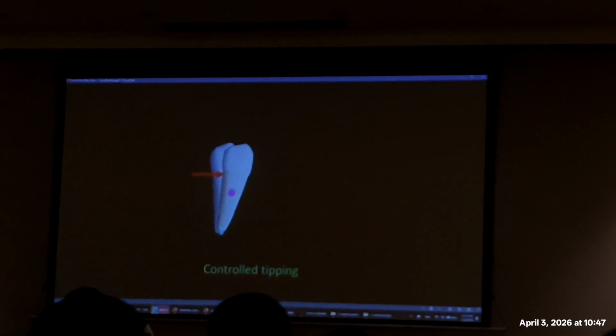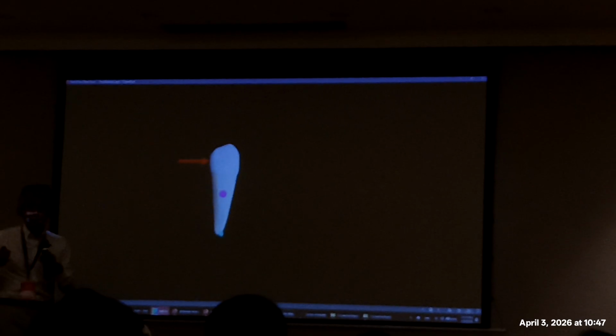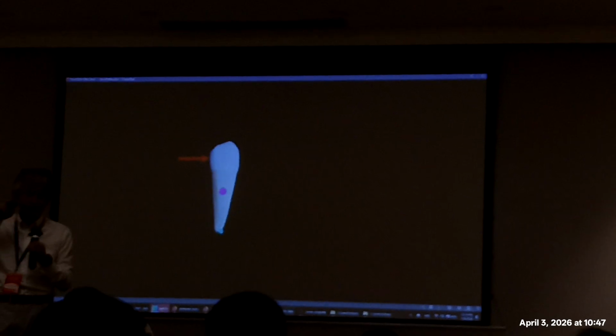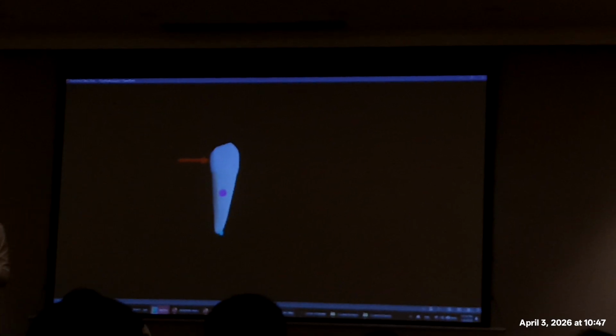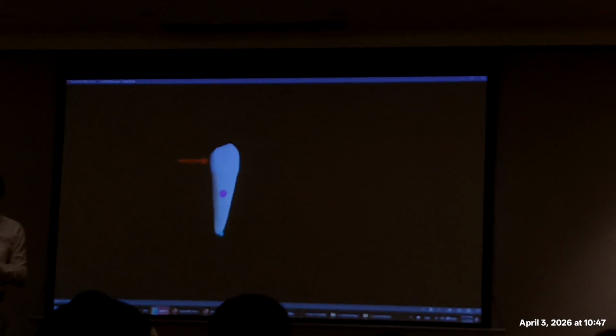It's called controlled tipping. And let's suppose I move the force a little bit more upward, at the center of the crown. This is what happens if we put the spring at the crown without any brackets. No moments, only a single force applied at the crown. Something like using a finger spring in a removable appliance, or retracting anterior teeth using a round wire. There is no moment, only force is applied at the crown.